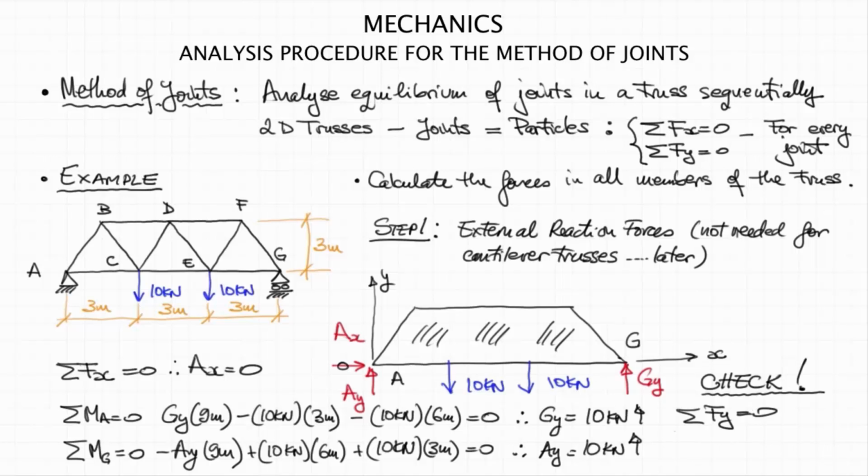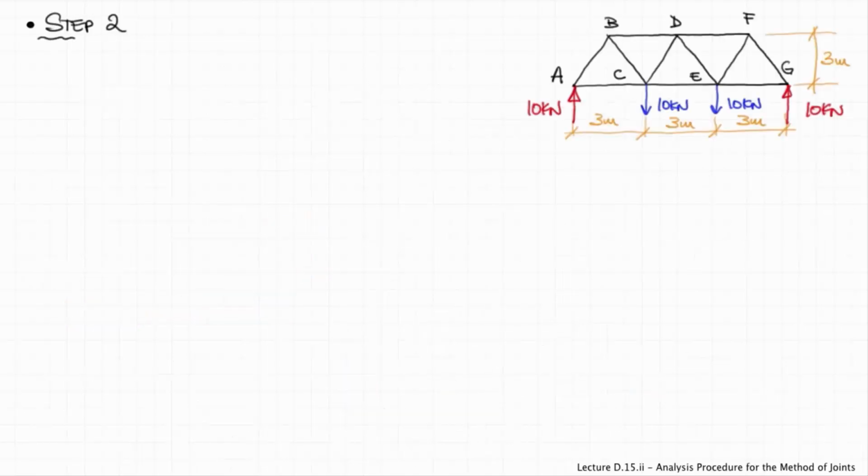Now, very importantly, at this point you must do a check to ensure that the reaction forces you've calculated are correct. We can do this by summing the forces in the vertical direction equal to 0. It's very important to do that, because if your reaction forces are incorrect at this point, everything else will be incorrect. And that's not a good thing to happen.